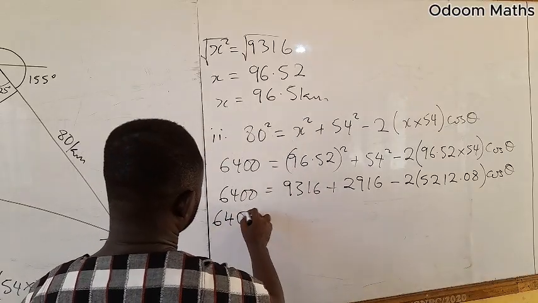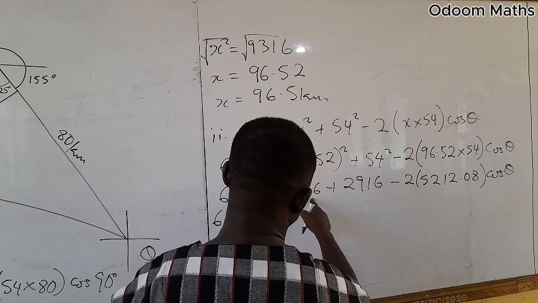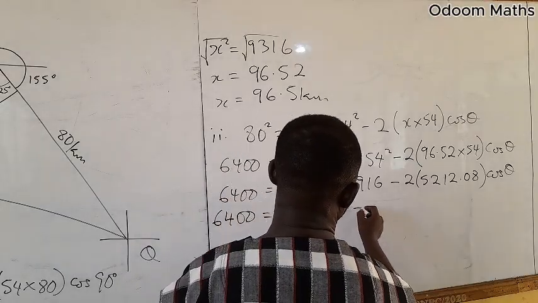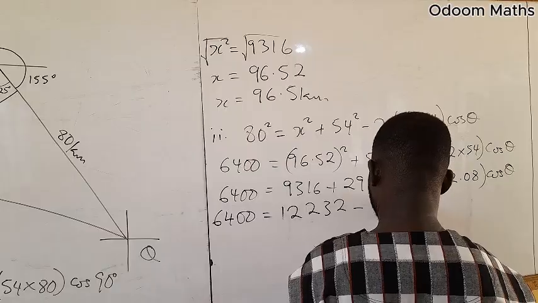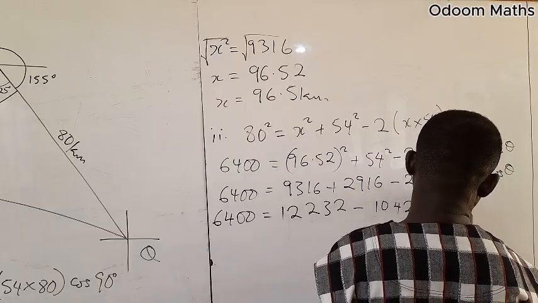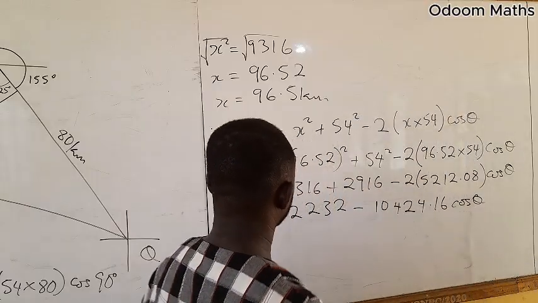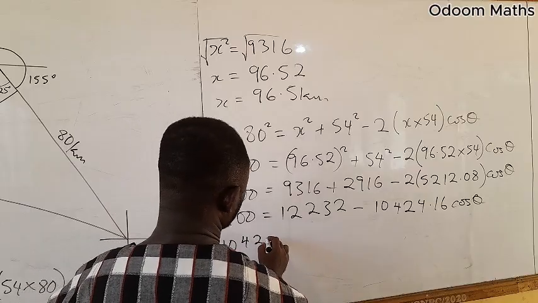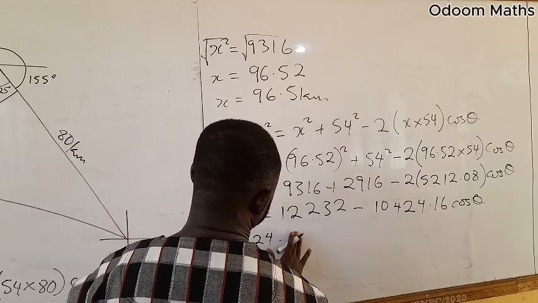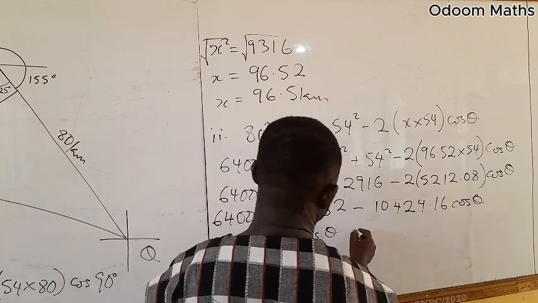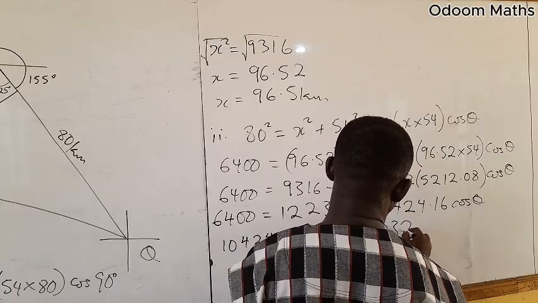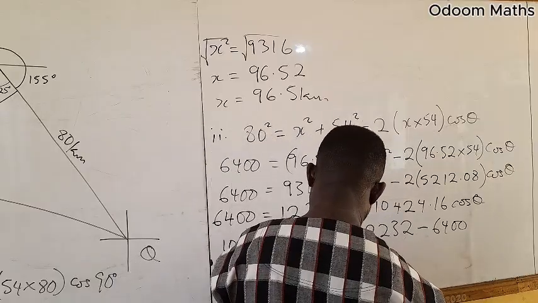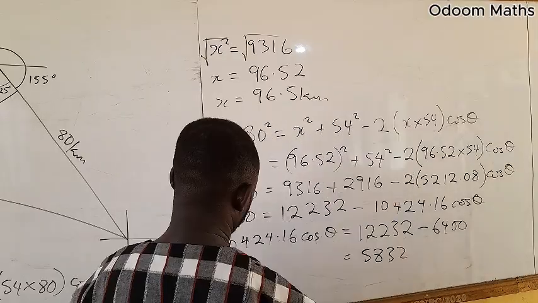Okay, now we add this. So 6400 equals 9316 plus 2916. This is going to give us 12232 minus, now 2 times of this, 10,424.16, still cos theta. Okay, so we need to move this here and send this there. So that is going to give us 10,424.16 cos theta equals 12232 minus 6400. Okay, so this is going to give us 5,832.